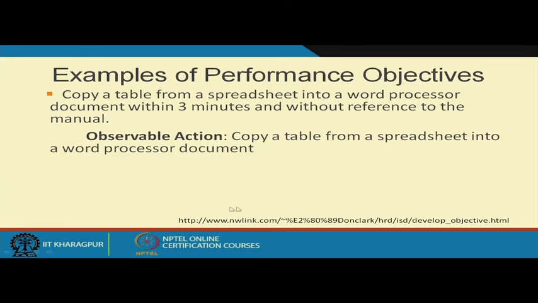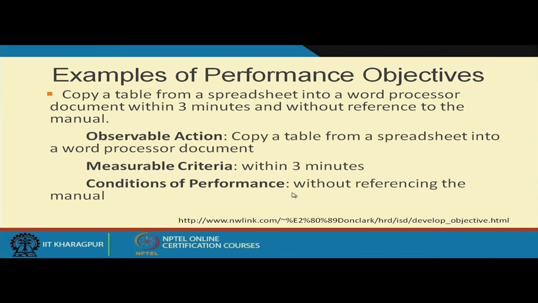Here, copy a table from a spreadsheet into a word processor document within 3 minutes and without reference to the manual. What is the objective action? Copy a table from a spreadsheet into a word processor document. Now, what is the measurable criterion? Within 3 minutes. What is the condition of the performance? Without referencing the manual.